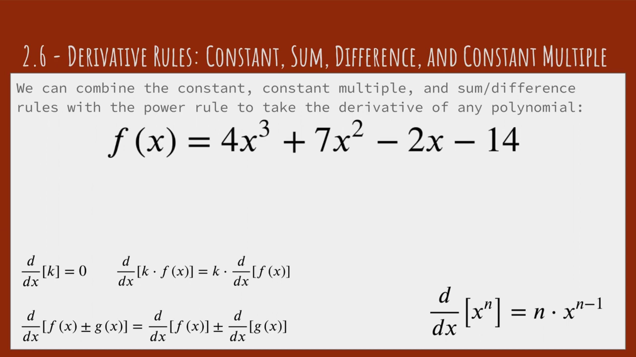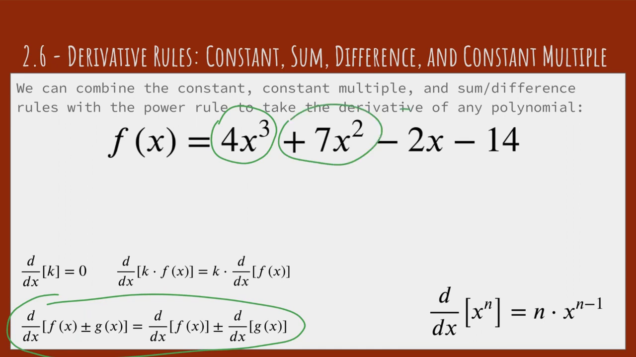So I want to talk about that with a specific example here and talk about how we're using these different rules. So first of all, I'm going to use the sum and difference rule here, which is the one bottom left, to basically look at each of the terms individually. So we can split this up into four separate terms and take the derivative of each of those terms individually.